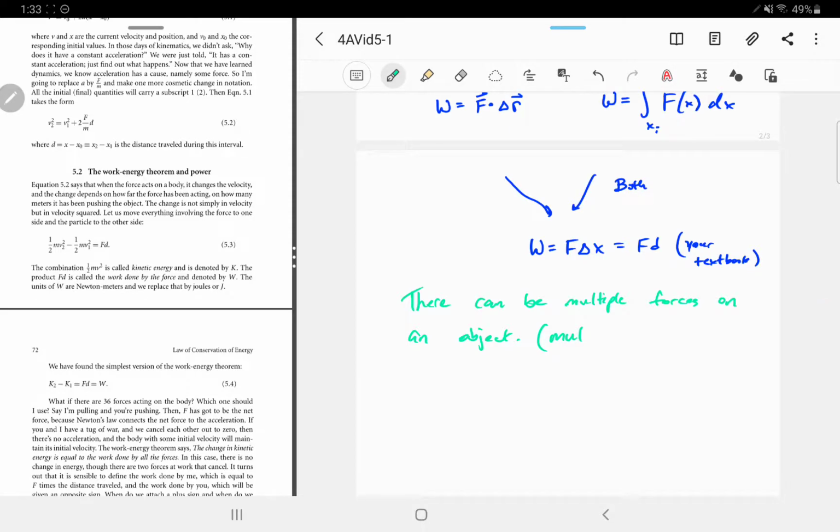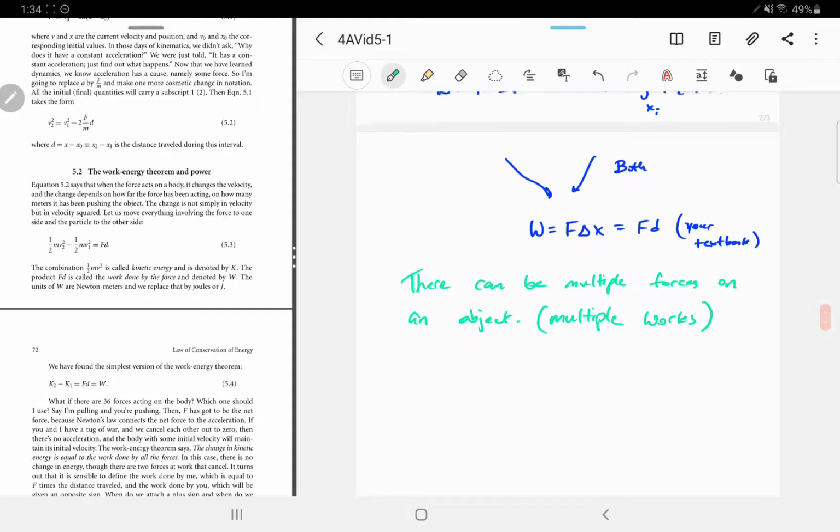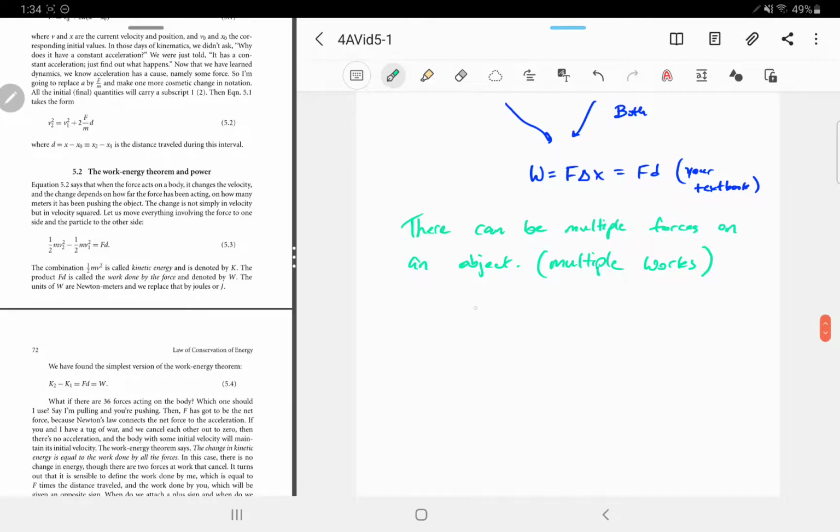There can be multiple forces on an object, so there can be multiple works. You can keep track of the work done on an object by F1 versus the work done by F2 versus the work done by F3, etc. So we'll sometimes talk about the net work, or the sum of all the works. So this is the net work done on an object. This is the sum of all the works.